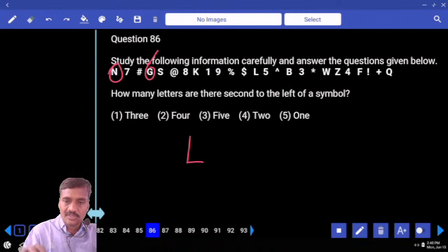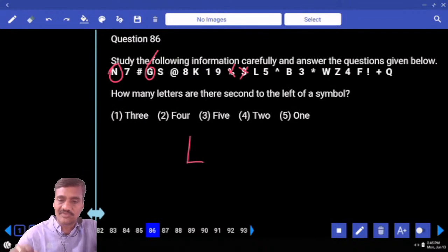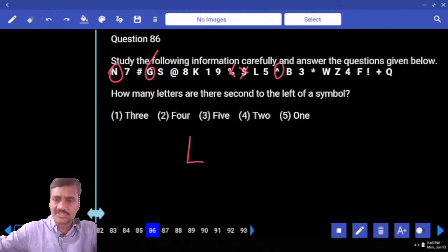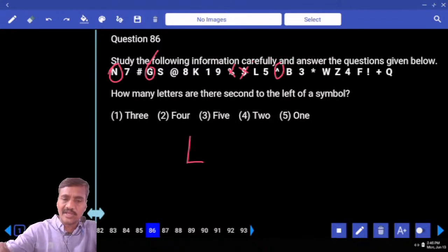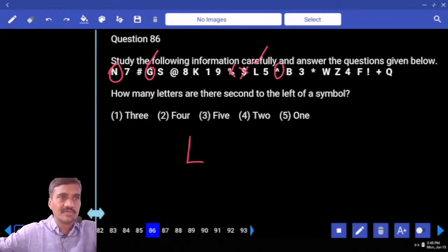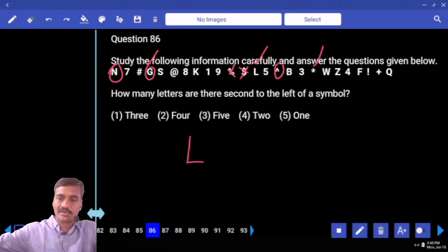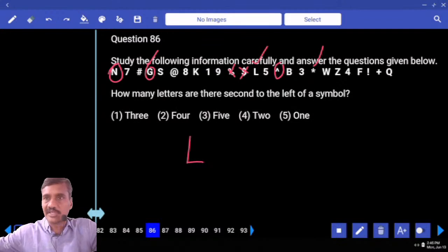And next one, then this %, second left is not a letter. And next one, this $, second left is not a letter. And again, now to this symbol, how many letters are there second to it? Now L is the letter that is second to the left. Isn't it? And next one, to this symbol, star, second to the left is B. B is a letter.